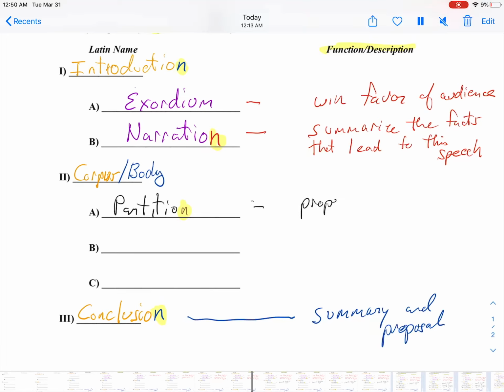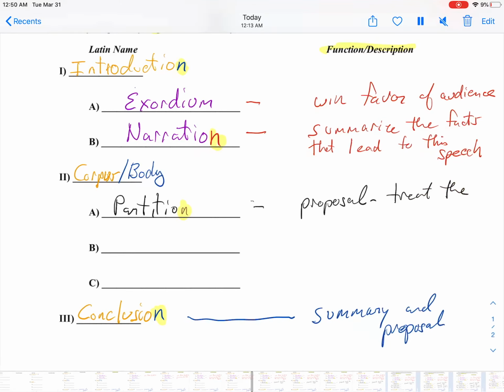What does a partitio do? It's a proposal or the proposed treatment of the material. What's a Roman going to do in this place? He's going to say, I'm going to take this topic and I'm going to pour out all the evidence for it. And then I'm going to pour out all the evidence against it. And then I'm going to tell you which side I go with.